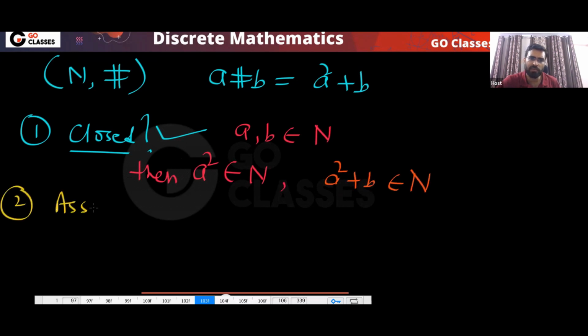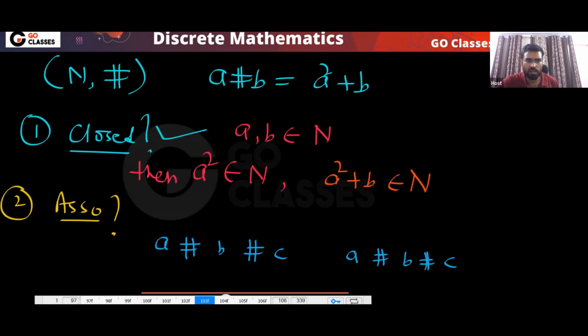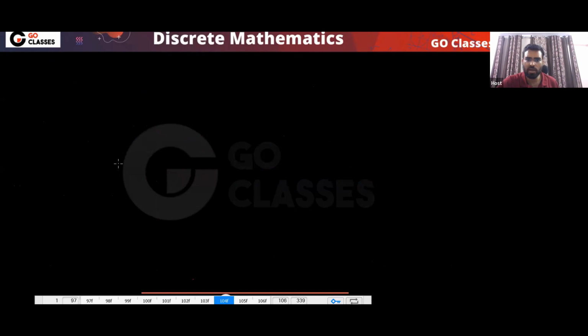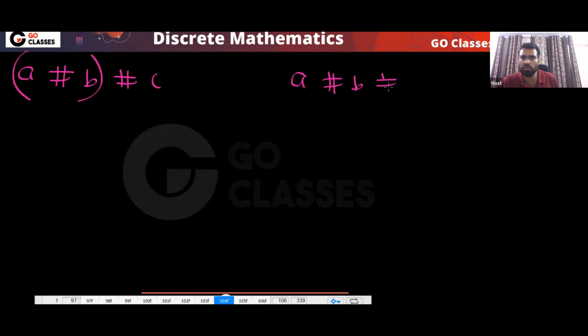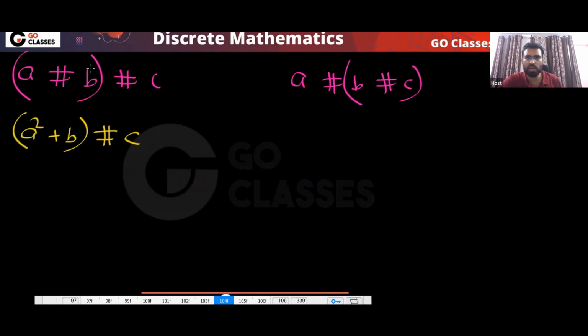What about associative property? Let's check associative property. Remember, for associative property, this is what you have to do. This should happen: this and this should be exactly equal for all a, b, c. Now let's check them. Are a hash b hash c, this and this, the same? Let's check whether they are the same or not. What will this become? This will become a square plus b hash c, correct? Because this is a square plus b.